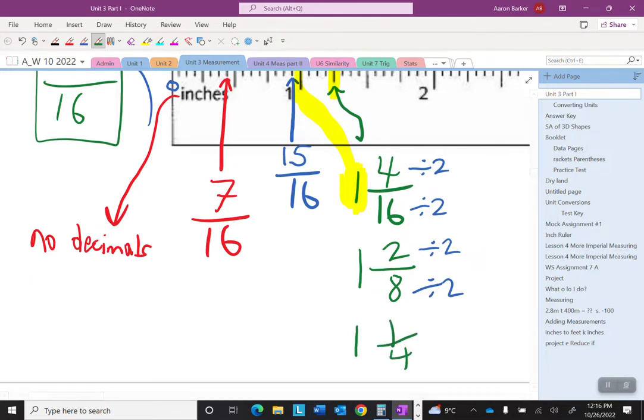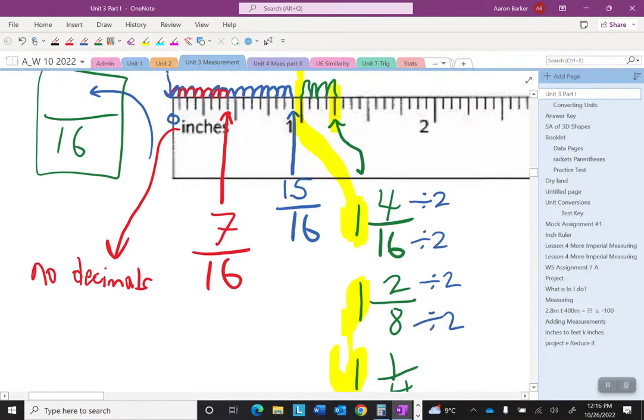Don't forget, the whole number must always be there. Okay? You can't disappear into Never Never Land. So the answer is 1 1/4, however you'd like to say that. Any questions? So these are the 3 hard examples.